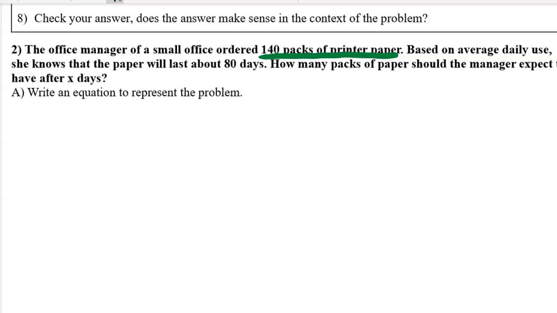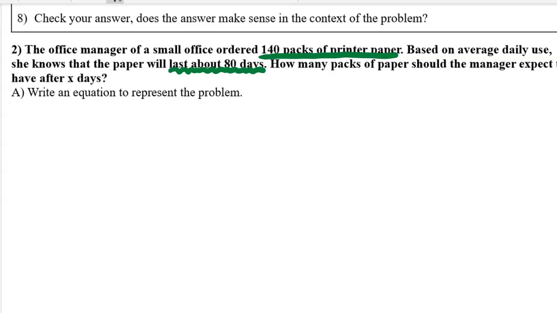Then based on the average daily use, she knows that the paper will last how much? How long? 80 days, okay? So I'm going to use, if you only have a pencil, you can go like this, okay? Now we want to highlight or underline the question here.